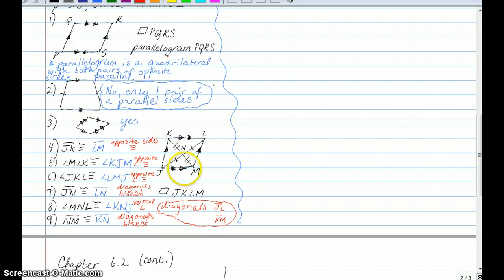Number 8, angle MNL. Now this is not a theorem associated with parallelograms, but you will see that you're forming 4 angles with this X. So 1, 2, 3, 4 angles with the X, and the ones directly across from each other are vertical and they're congruent. So MNL is congruent to KNJ because they are vertical angles. And then finally, segment NM, that's this segment right here, is congruent to KN because it is being bisected by diagonal JL.